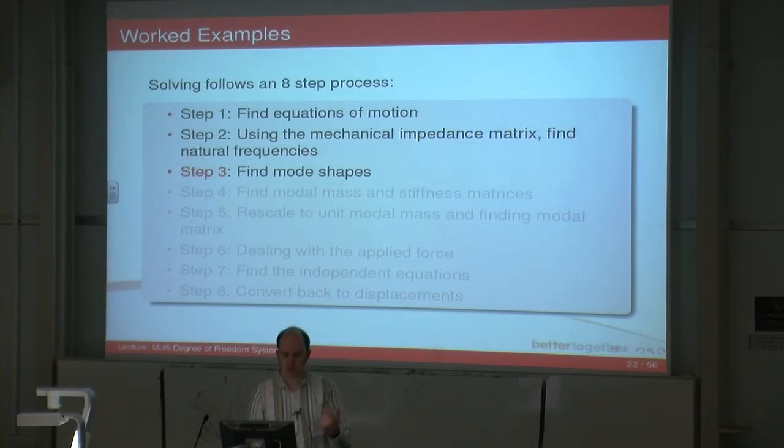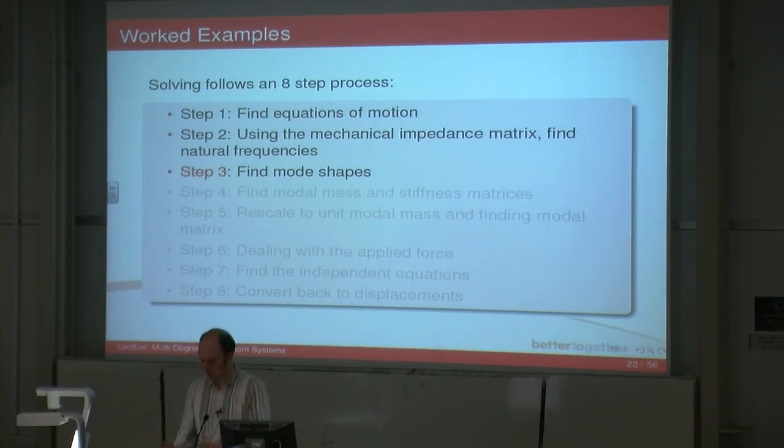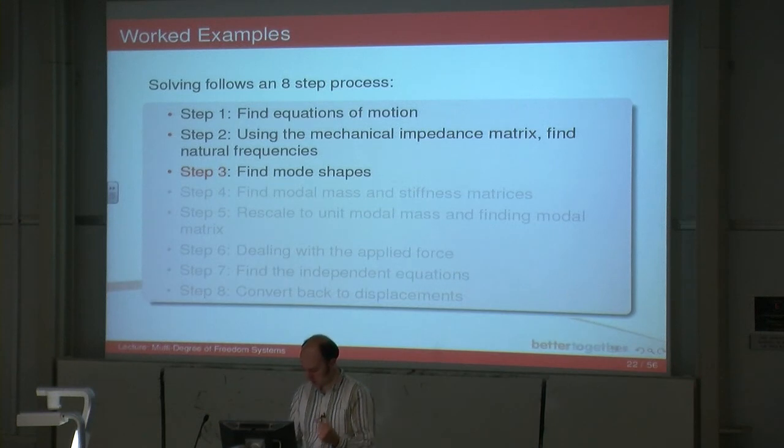You then make a substitution, using either the cosine or the exponential. The details are in the notes, and using that substitution, you can find what's known as the mechanical impedance matrix. From that matrix, you find the determinant. You can then get the natural frequencies, and by applying those natural frequencies back to the mechanical impedance matrix, you can then get the mode shapes. Great. So we've got the equation of motion, the natural frequencies, and the mode shapes.